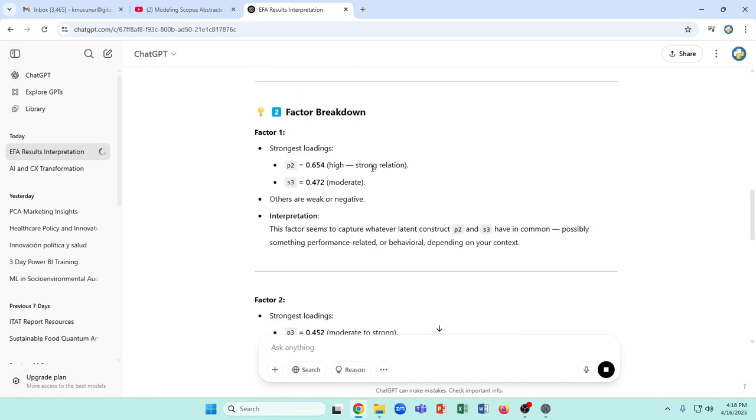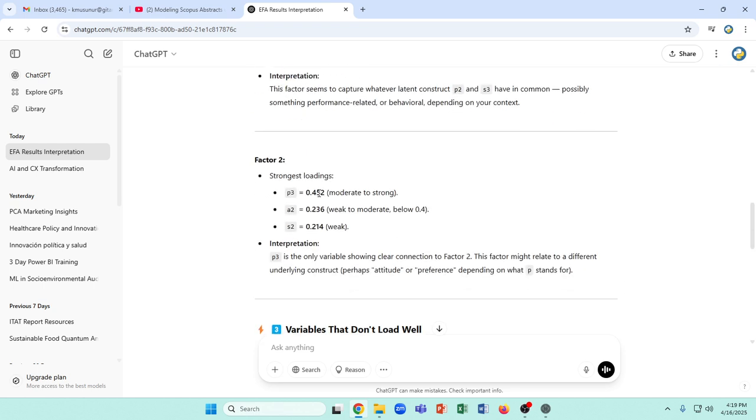Now for factor 1, P2 has a very strong loading and S3 also has a very strong loading. So whatever happens between these two variables, perception and satisfaction, they are tightly connected, going hand in hand. Maybe if P2 speaks about positive attitude and S3 speaks about a high level of satisfaction, then a positive attitude yields a high level of satisfaction.